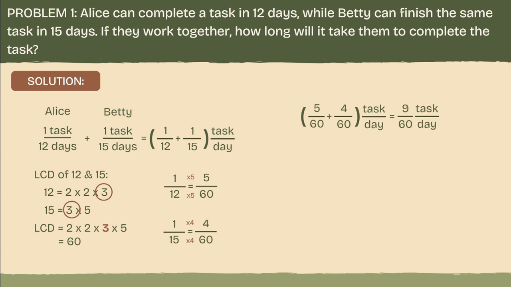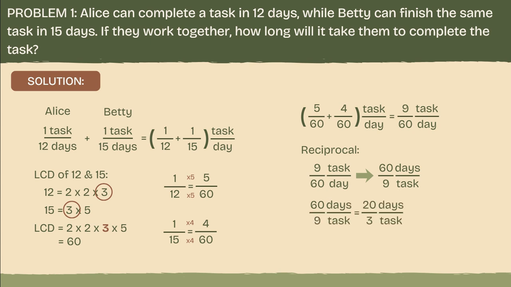But we are asked to find how long it takes them to finish the whole task. In short, how many days? Therefore, what we need is to have a value that is expressed in days per task. We can do this by getting the reciprocal of 9/60 tasks per day. Taking the reciprocal simply means switching the numerator and the denominator. So from 9/60 tasks per day, it will become 60/9 days per task. Simplifying, that's 20/3 or 6.67. That means it takes 6.67 days for Alice and Betty to complete one whole task.